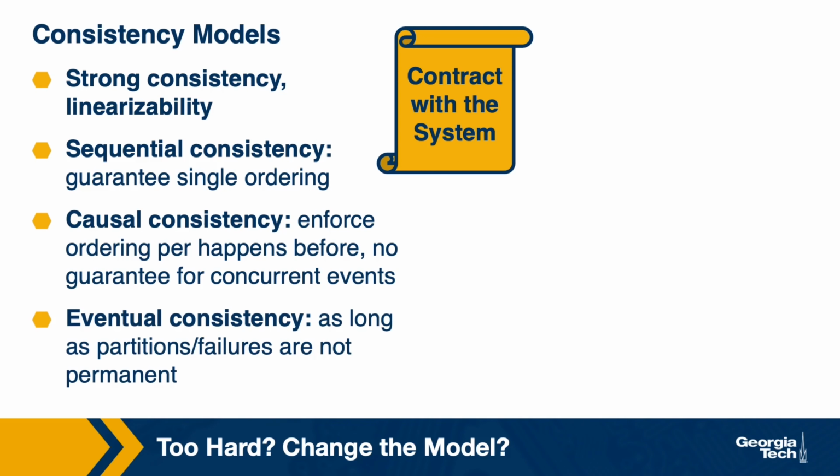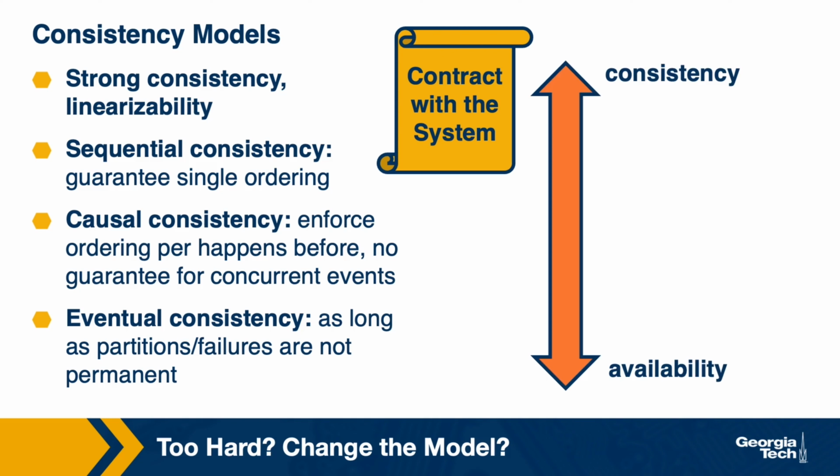Another model that is commonly used in practice in distributed web services is that of eventual consistency. This model acknowledges that it is possible to have periods where the view of the data store, the view of the data in the system, is not up to date. It is not consistent. However, as long as the partitions in the system and the failures are not permanent, it guarantees that eventually all writes will become visible. But it doesn't specify anything else.